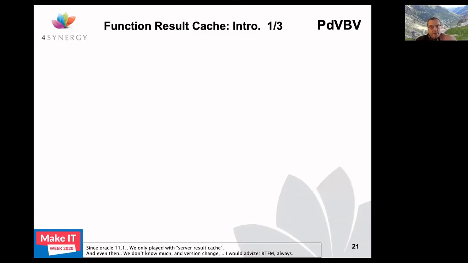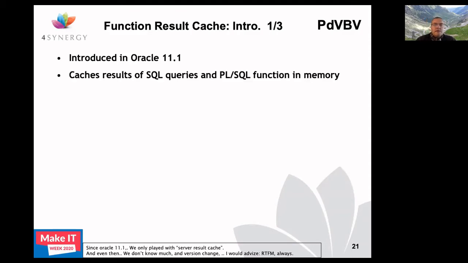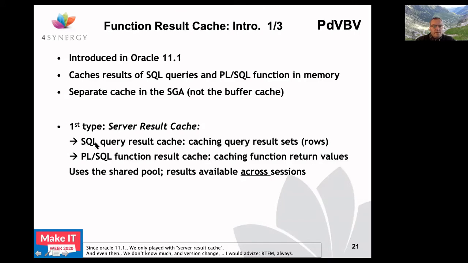First, we need to know what function result cache is. Check the timing. It came in Oracle 11. It caches the result of queries or functions. In our case, functions. It is a separate cache. It's in the shared pool, actually. It is not the buffer cache. It's a different area.